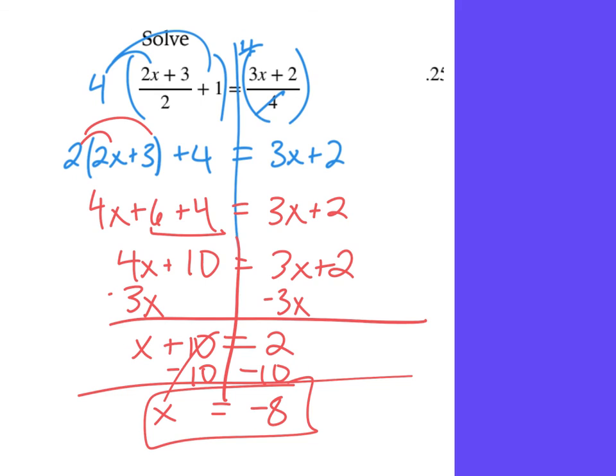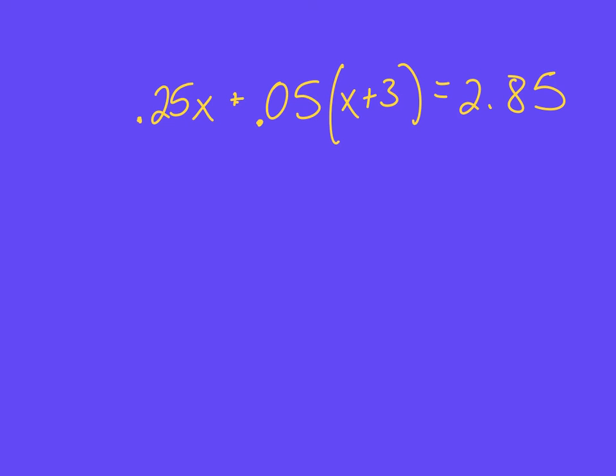Okay. One more here that we've got to work on. We'll go over here since it cut us off. 0.25x plus 0.05(x plus 3) equals 2.85. Anytime you have decimals like this, always use a calculator, okay? Don't try to do this in your head. But we'll work this one just like any old equation. We'll use that equation house, okay?